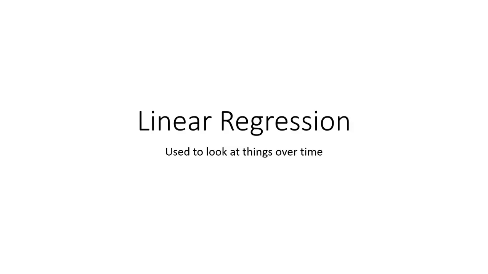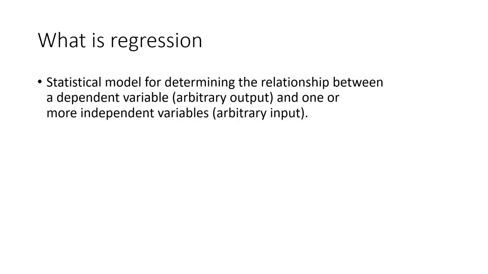Let's look at regression. Linear regression is used to look at things over time. When we're doing statistical analysis, if you have something that is done over a timeline, you need to use linear regression. You can see what sort of trend you're getting at. In general, regression is the statistical model for determining the relationship between a dependent variable, and the dependent variable is the one that you get an output from, and one or more independent variables.